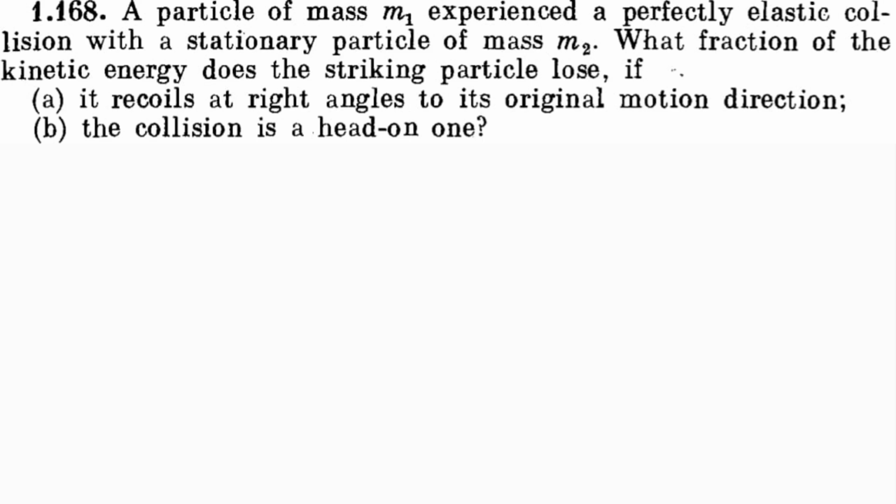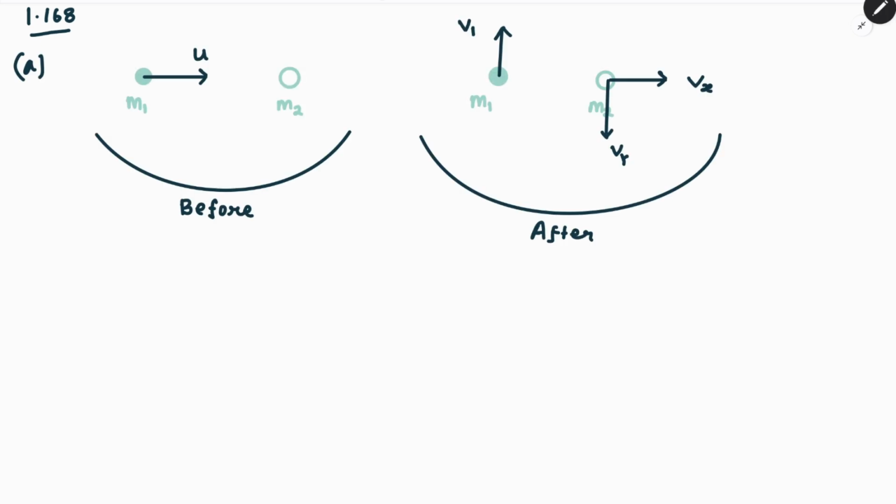So let us approach this problem by understanding it by drawing the situation diagrammatically. This is the situation which is described in the first part, where the particle m1 moving with a speed u is colliding with a stationary particle m2, and post collision m1 is recoiling at a velocity v1 which is perpendicular to its initial direction of motion, and over here we have considered that m2 will be moving with a velocity vx in the x-axis direction and vy in the y-axis direction after collision.